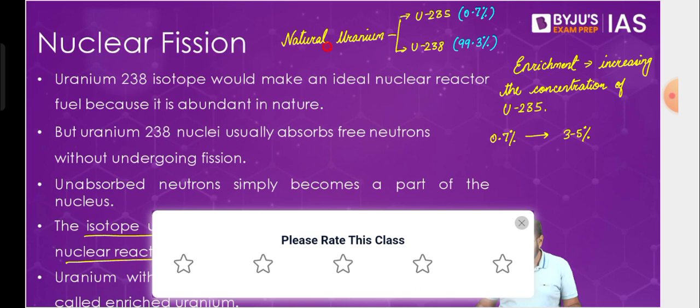Nuclear binding is nothing but the energy with which the nucleus is trying to bind all the neutrons and all the protons together inside it. So that is called nuclear binding energy.